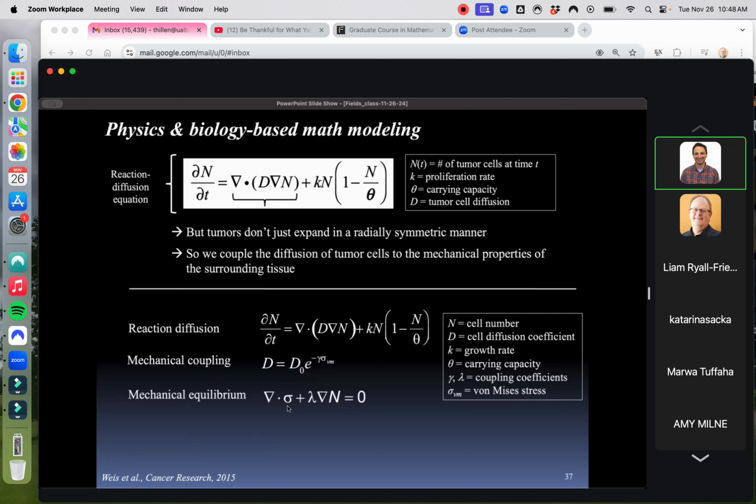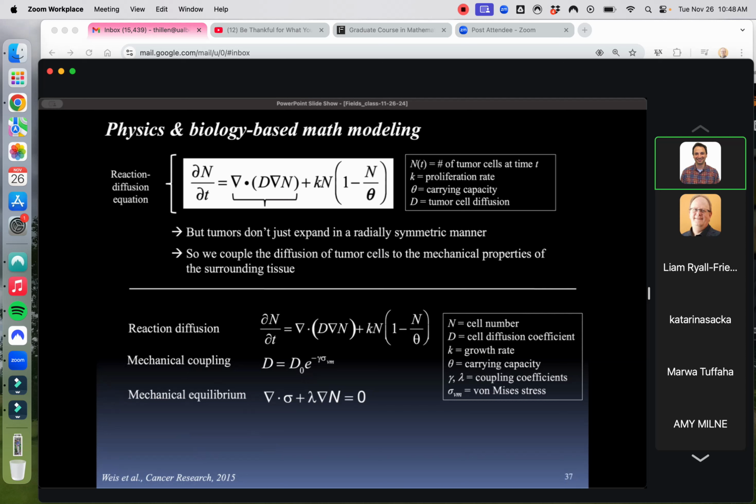We can solve this for sigma. And then we compute the von Mises stress, which you just get from the diagonal elements after you diagonalize the Cauchy stress tensor. So then that just becomes a number that you can put in there. And basically what it means is the cells are not going to migrate in the direction of the highest stresses. They're going to be like everything else in the known universe and go for the path of least resistance. And that's what this says.